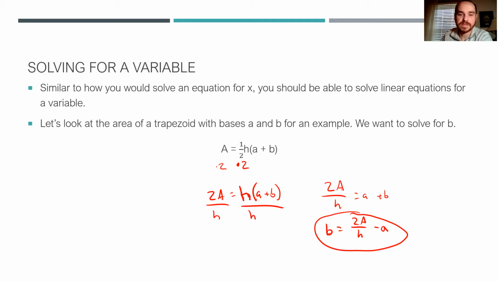We can't solve this, but if we were given a trapezoid, we were given the area of the trapezoid, the height, and just one of the bases a, we could solve for the other one, much like this. So this is just a simple procedural thing that you guys should be able to do at this point.